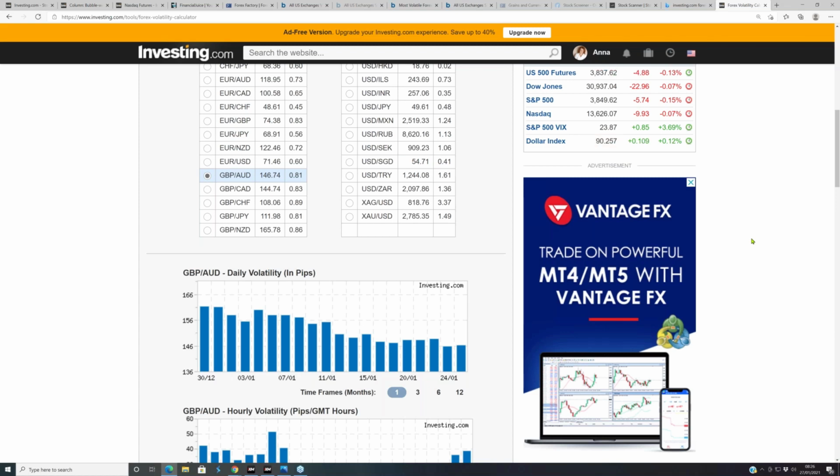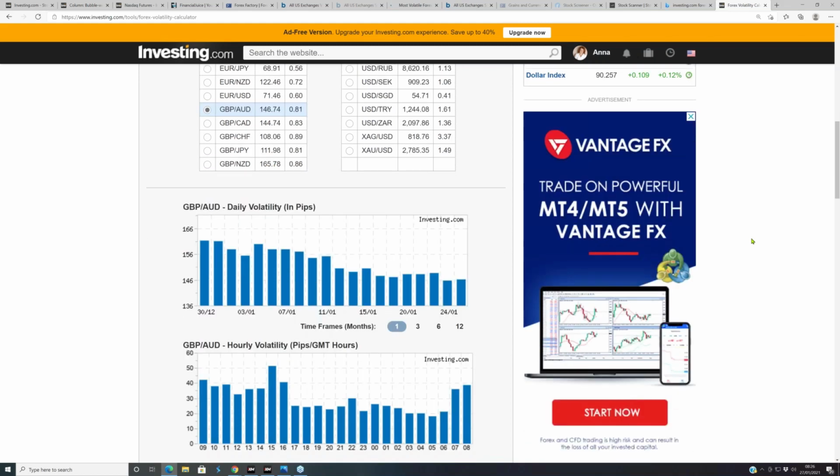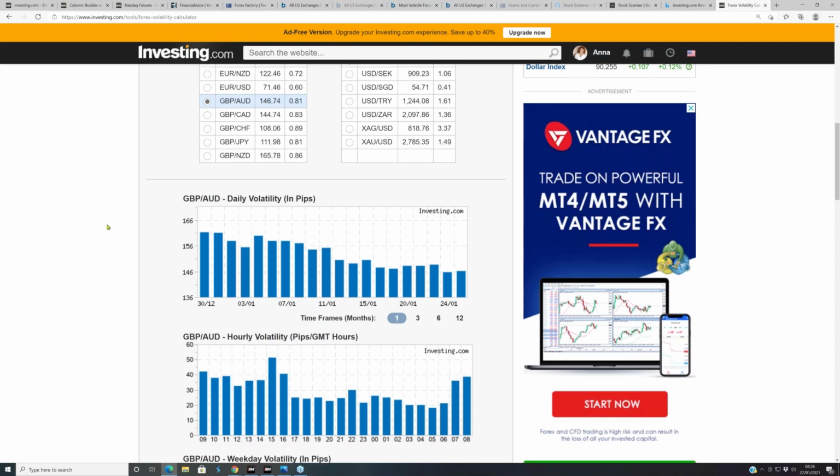And one of the pairs that I particularly like, and it's just a pair that can deliver, not every day, obviously, you never know what's likely to happen on a day-to-day basis, but it gives you a good overall picture of what a pair is likely to deliver, and more importantly, at the time that it is likely to deliver. So basically, head over to investing.com, highlight the pair. This is the pound Aussie, and we can look at the daily volatility in pips.